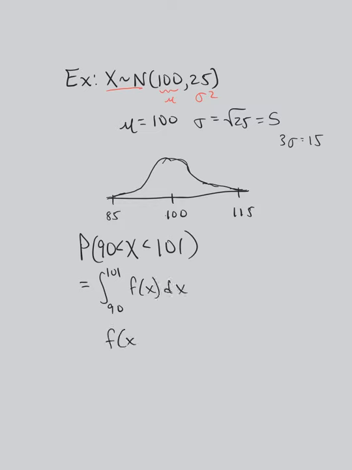And what is our f of x? It's 1 over sigma, which is 5, times the square root of 2 pi, times e to the negative x minus mu, that's 100, squared, divided by 2 sigma squared, which would be 25. So I'd replace that 2 times 25 with 50. Make sure you realize this part is all in the exponent. One way to do this problem is to use your numerical calculator to do the integral from 90 to 101 of all of this stuff, dx.